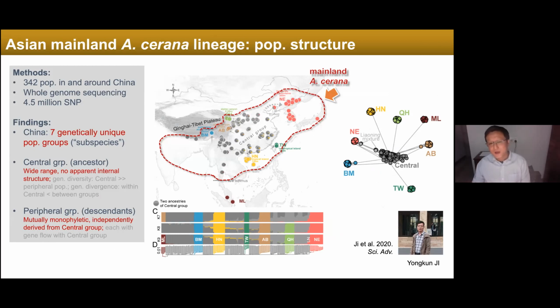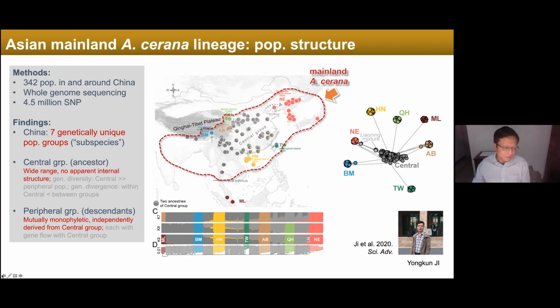The mainland lineage has a fairly large geographic distribution range, and it is also the only lineage that managed to conquer the temperate region. Based on our results, we first used the genomic information to identify the population structure of the lineage. Basically, what we found was that the populations within China could be divided into 7 subspecies-level divisions.